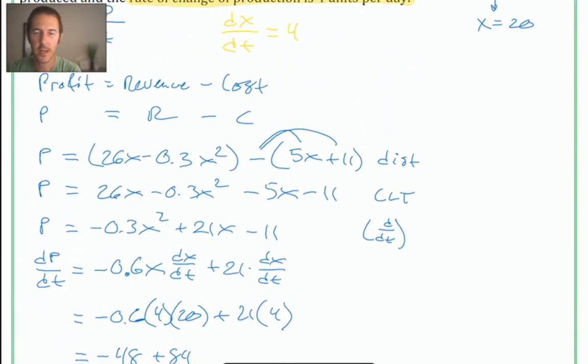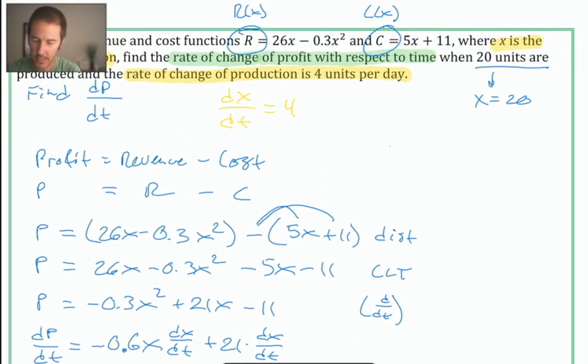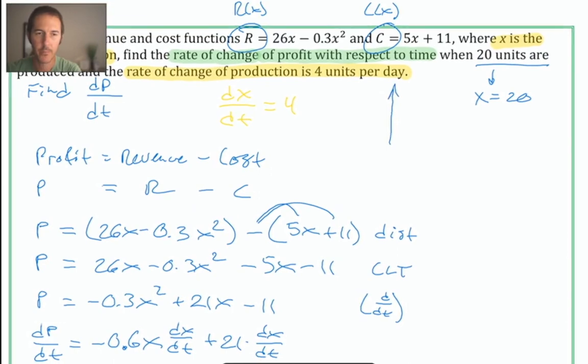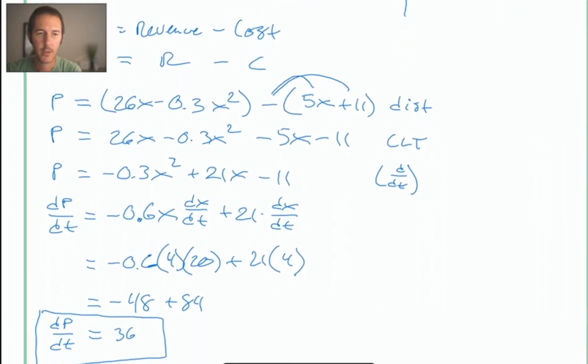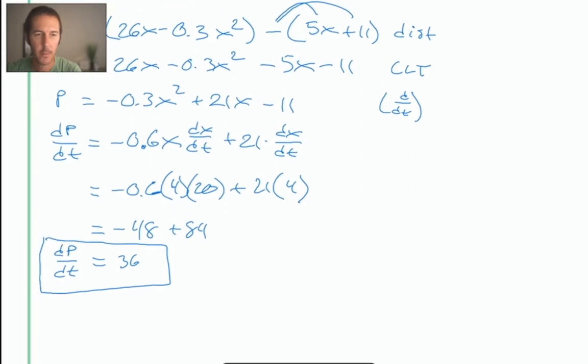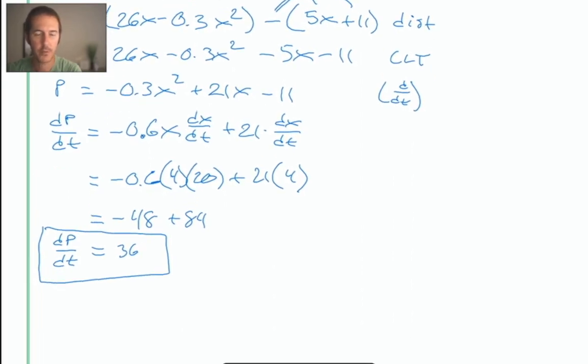And what is our unit of time? It was mentioned here. It's the very last word. It's per day. So rate of change of production was 4 units per day. So that's where I got my unit of measure for time. But here P is representing profit because we built a profit function. So again, profit is increasing at $36 per day. And I recommend that you put a note in your notes that says $36 per day.